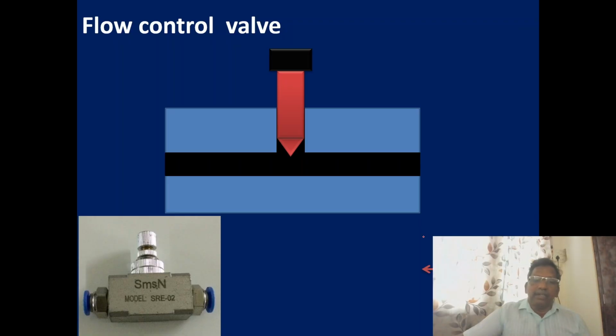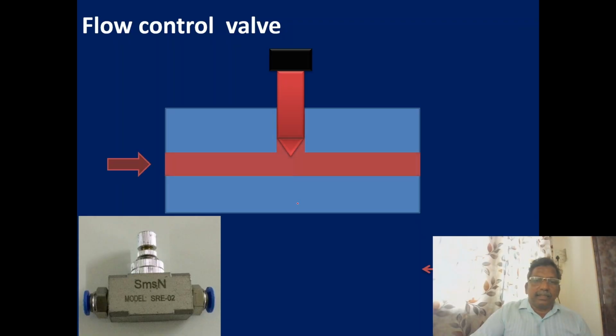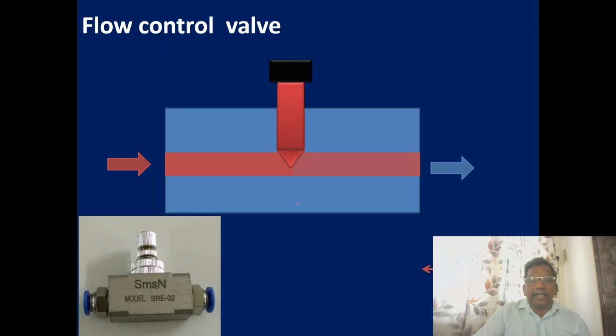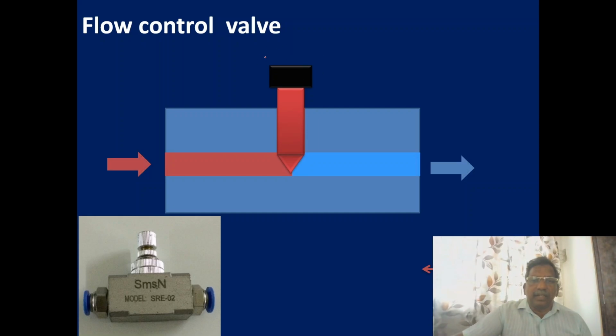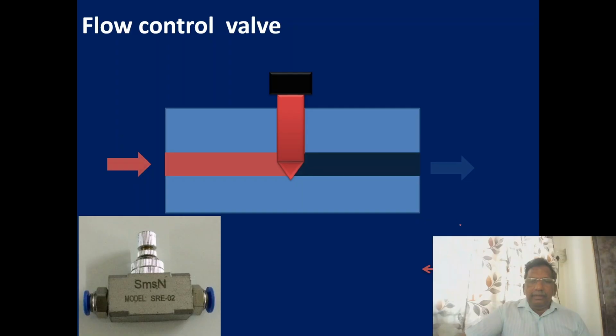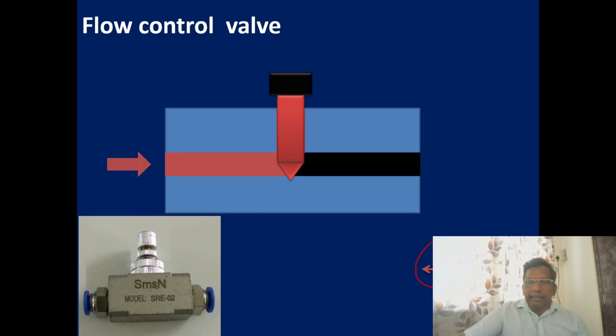Here is one example, a flow control valve. It's a needle valve. We can see the pictorial view of the valve also. Now we can see how the flow will be arrested. Based on your need, you can adjust the knob and you can stop the flow, or increase or decrease the flow, whatever you want. It's a symbolic representation. Okay.